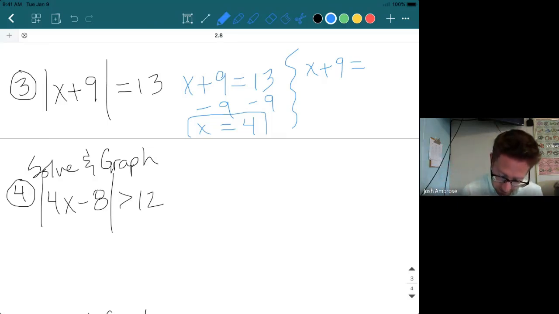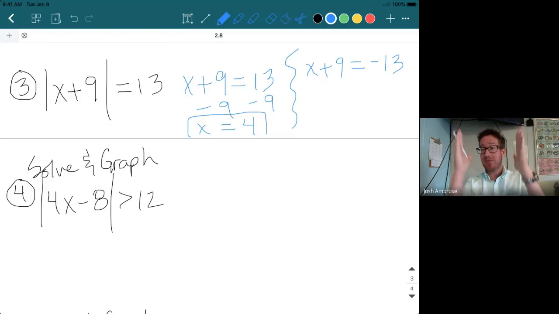That's the 13. We now make it negative 13. Why do we do that? Because absolute values must represent both parts. Remember, if I had negative 13, what's the absolute value of negative 13? It's positive 13. So I have to show both parts, both the positive 13 and the negative 13, because if I plug both of those in, the absolute value for both is still positive 13.